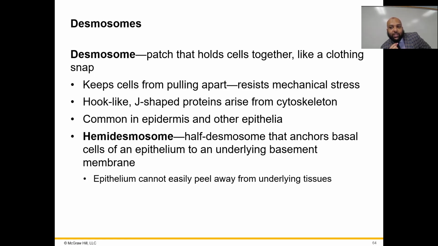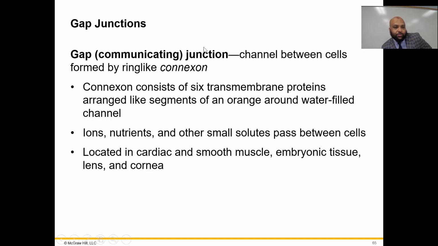That is common in the epidermis and the other epithelia. There are hemidesmosomes, or desmosomes, that anchor the basal cells of an epithelium to an underlying basement membrane. And the epithelium cannot easily peel away from underlying tissues.